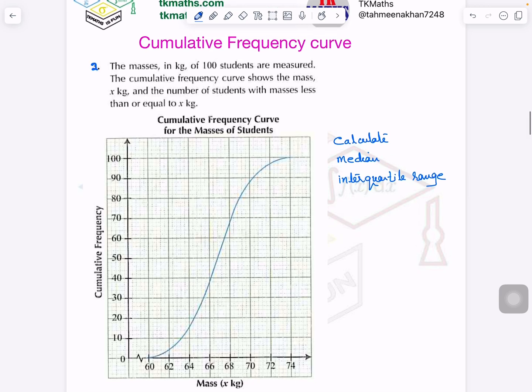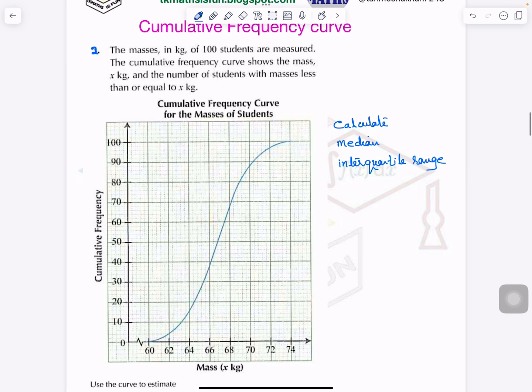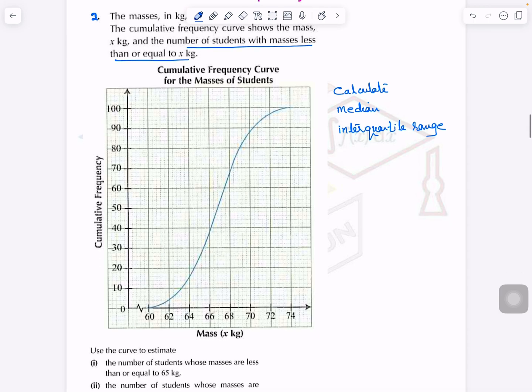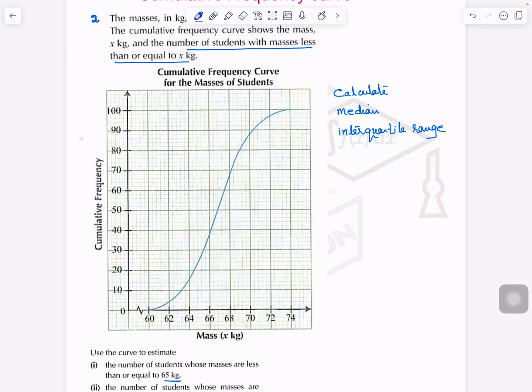So let's continue. The number one thing we have seen in the previous video is that the cumulative frequency curve focuses on the values less than a certain thing, right? For example, the question here says number of students with mass less than or equal to x kg. More is also possible, but at a glance you get less than a certain thing immediately. For example, if I want to see how many students have mass less than 65 kg, I will say where is 65.